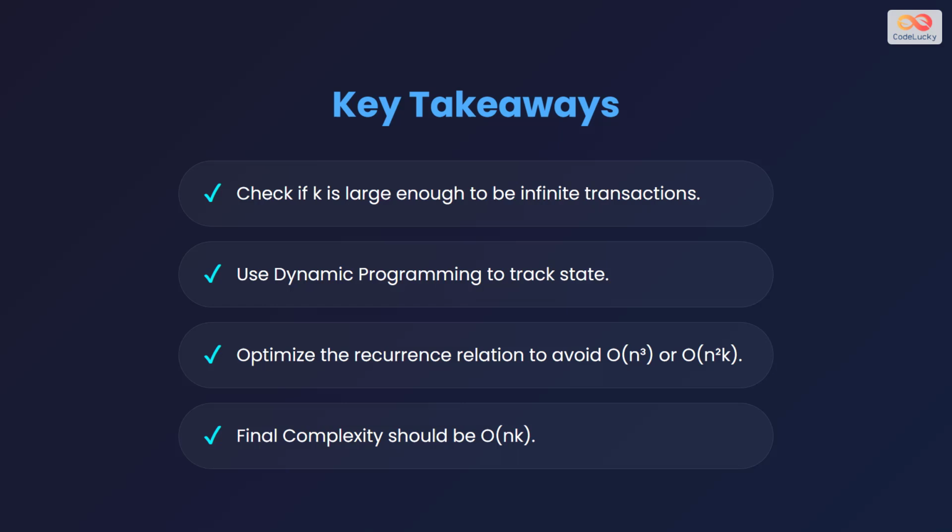To wrap up, remember these key points. First, always check if k is large enough to treat as an infinite transaction problem. Second, use dynamic programming states to track the number of transactions. Finally, use the mathematical optimization to remove the innermost loop, ensuring your solution runs fast enough to pass all test cases.